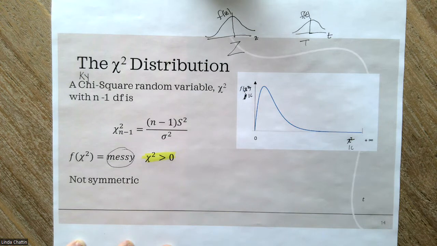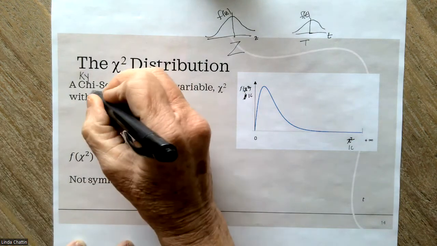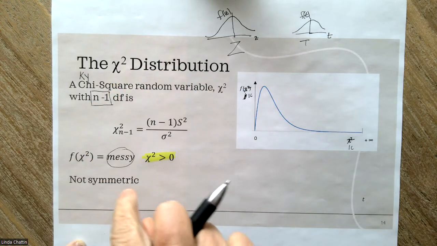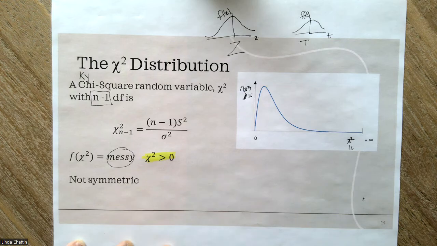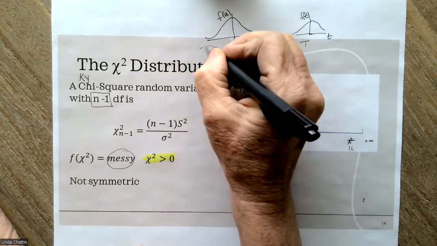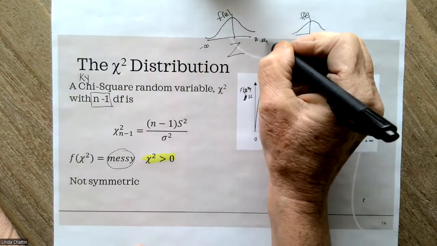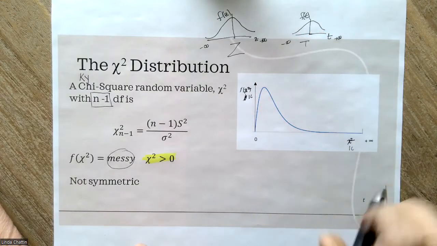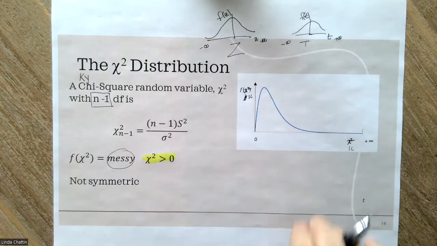And this is how you make a chi-square random variable. It will have this term we've seen before, n-1 degrees of freedom. It is not symmetric. It doesn't really have anything in common with the z or the t distribution because it's not symmetric. It doesn't even have the same range. A z and a t both go from negative infinity to positive infinity, but a chi-square only goes from 0 to positive infinity. But that's what it looks like.